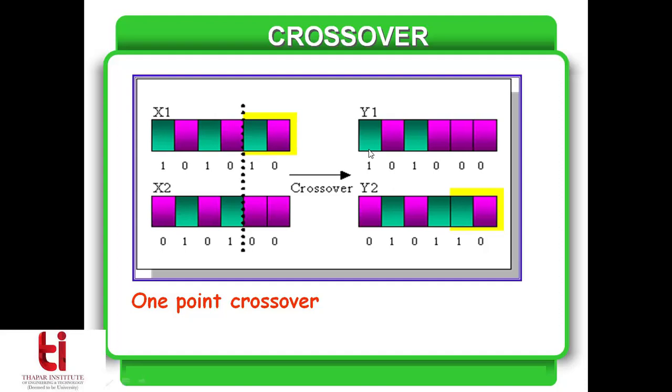So the offsprings I am going to get are as follows. I have y1, in which the initial part is retained, the first four elements from x1, but the last two elements come from the parent x2. Whereas in the offspring y2, my first four elements come from the parent x2, whereas my last two elements come from the parent x1. So in this process of using a single site crossover, I have created two new offsprings by simply swapping the parts from a randomly selected crossover site.